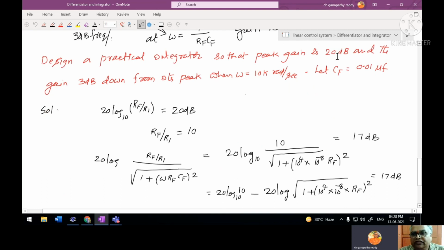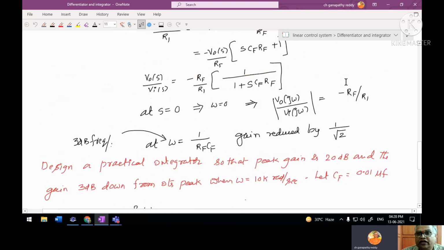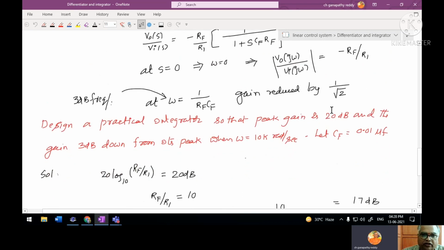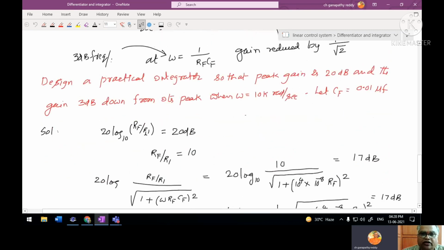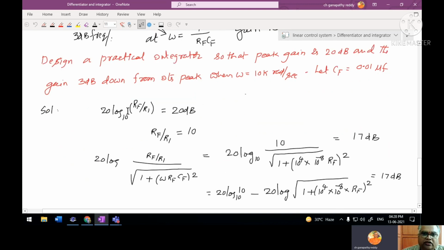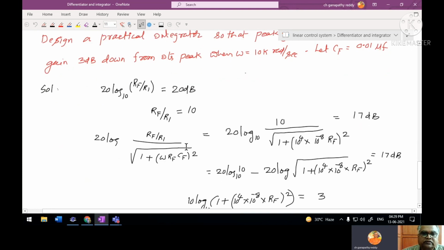Okay, so the value is given in dB. What is the dB formula? 20 log of voltage gain. So at lower frequency, what is the gain? RF by R1. So 20 log RF by R1 is equal to 20 dB. That is what is mentioned. Solve this equation and you will get RF by R1 equal to 10, so RF equal to 10 times R1.